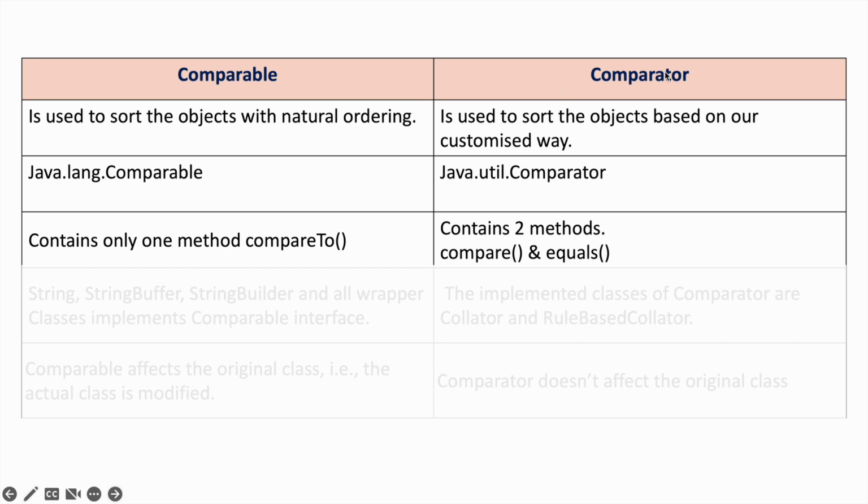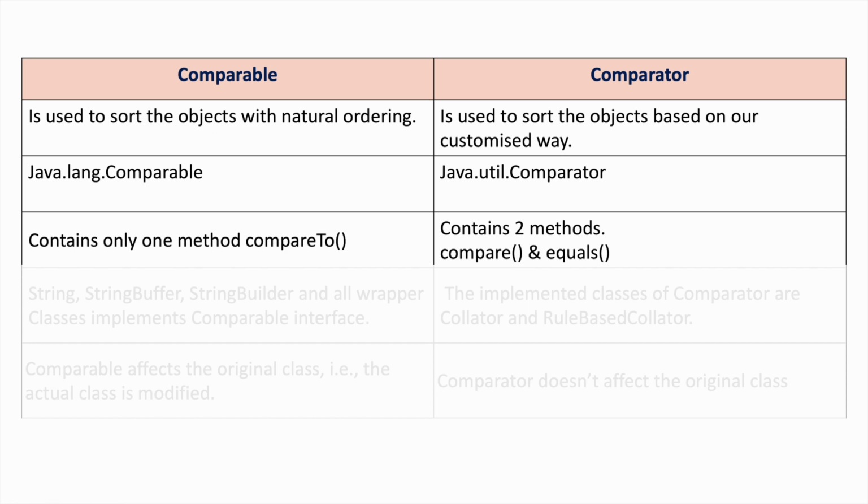And the Comparator interface has two methods: the compare method and the equals method. Whenever any class implements Comparator, it has to provide an implementation for the compare method. Implementing the equals method is optional because in every class the equals method is inherited from the superclass, that is, the Object class. So the compareTo method and the compare method behave the same.